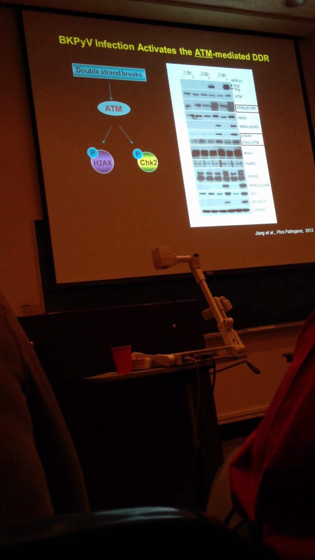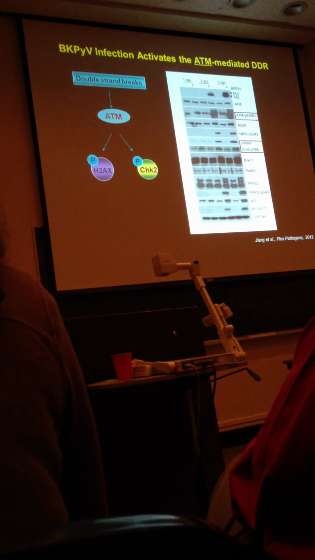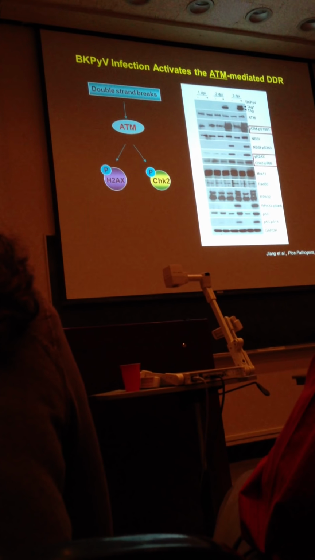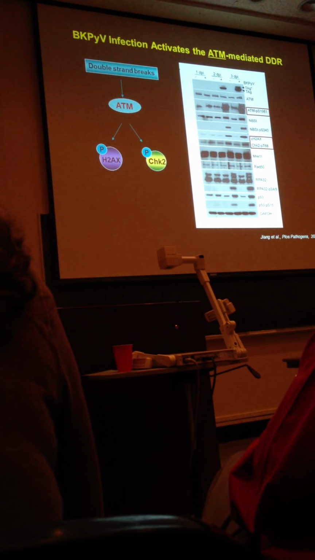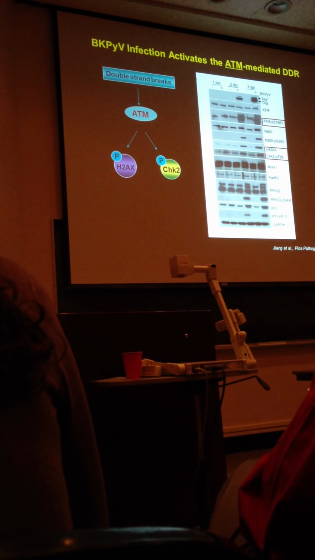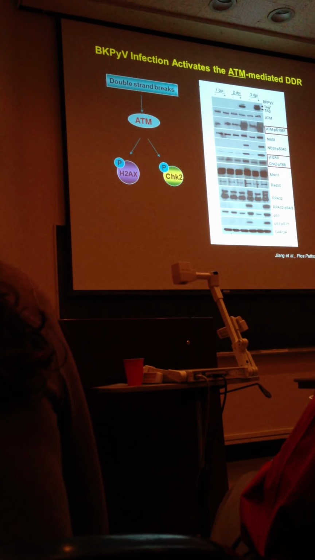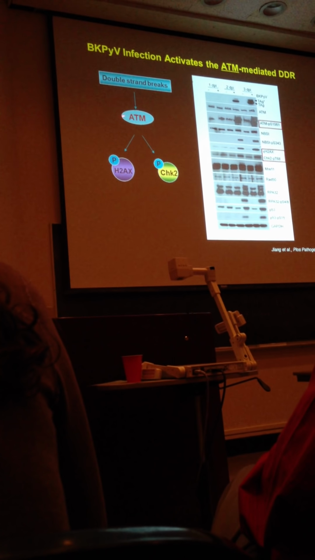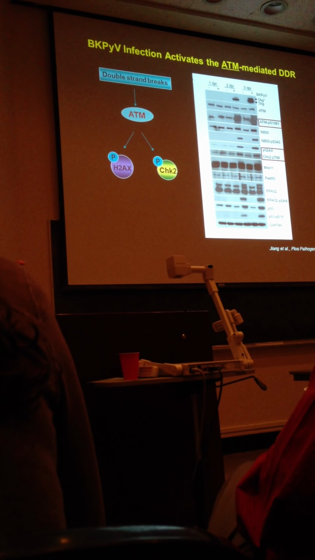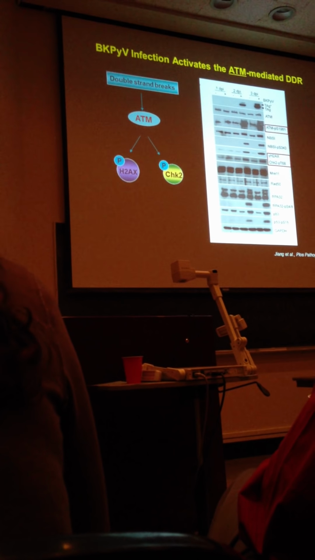So the first branch of the DDR response we looked at is the ATM branch. We're wondering whether the virus infection activates this damage response and what is the role of this response in the virus life cycle. As I told you earlier, ATM mainly responds to double-strand breaks. Once it's activated, it can turn from its inactive dimer to active monomer through autophosphorylation.